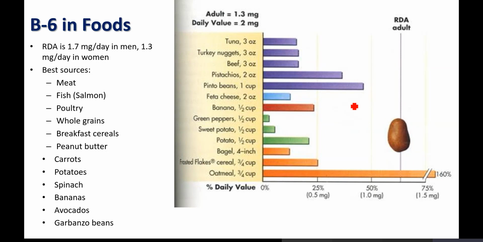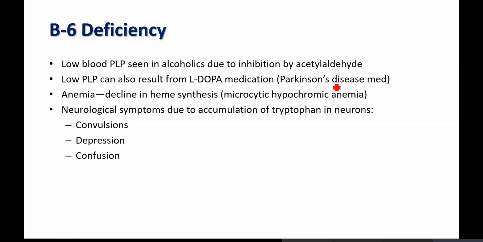If you look at this, oatmeal is very good in this B6 vitamin. Consumption of 3/4 cup of oatmeal results in 160% of the recommended daily requirement, whereas cereal flakes, if you consume them, give around 25%, or if you consume beans such as pinto beans, or pistachios, they will also meet less than 50% of the requirement. And if you do not meet the dietary requirement through the food sources, the person may meet with the deficiency.